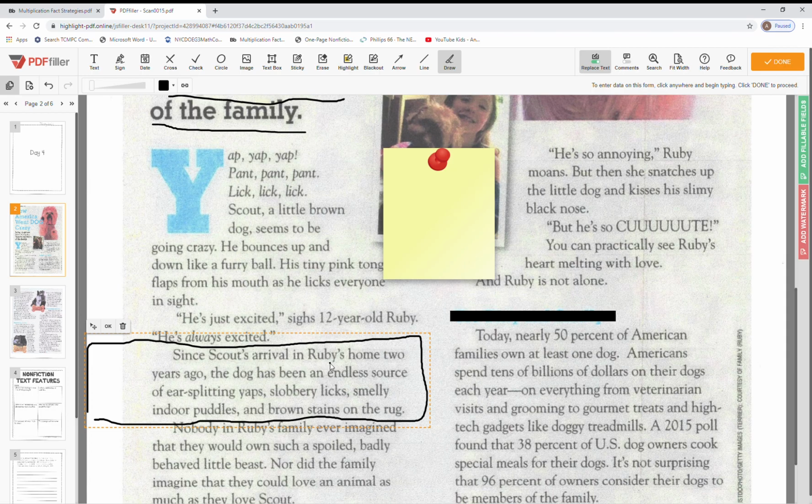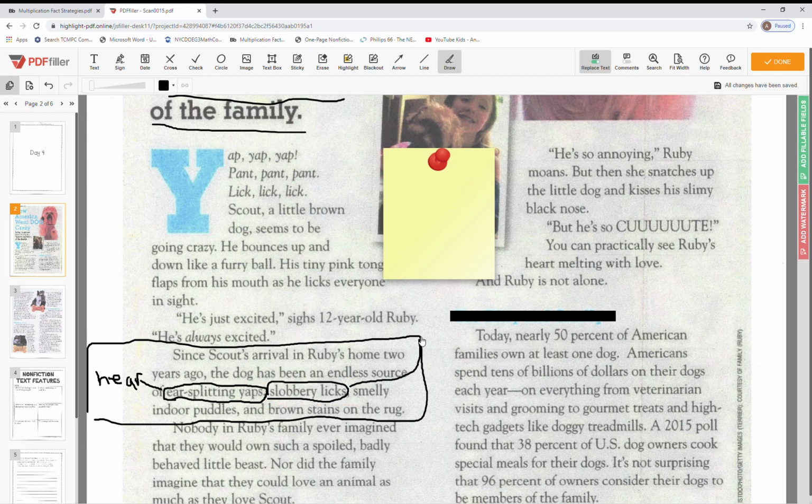Since Scout's arrival in Ruby's home 2 years ago, the dog has been an endless source of ear-splitting yaps. Look at that. What sense am I using here? Ear-splitting yaps. That's right. I'm going to hear that, right? I can hear that. Slobbery licks. What do you think slobbery licks means? That's right. You're able to feel that, right? I can feel the slobber.